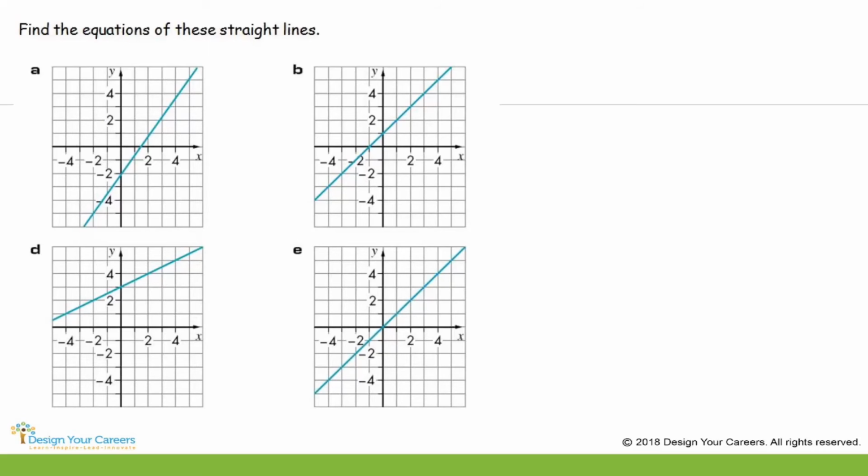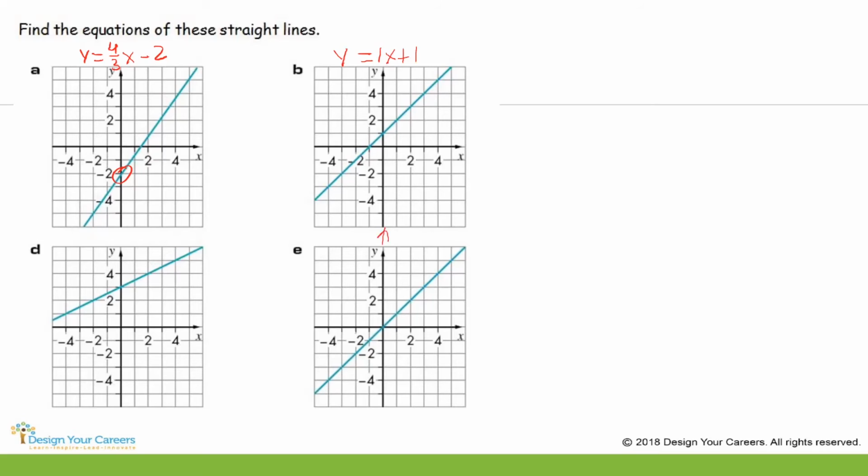All right, so the answer for A is y is equal to 4/3 x minus 2. Now remember, you always have to find the slope first, right? You always find the slope, and then you find where it intersects. In this case, it intersects at 2, and the slope, when you count rise and run, should end up being 4/3. For B, right over here, you should get y is equal to 1x plus 1.